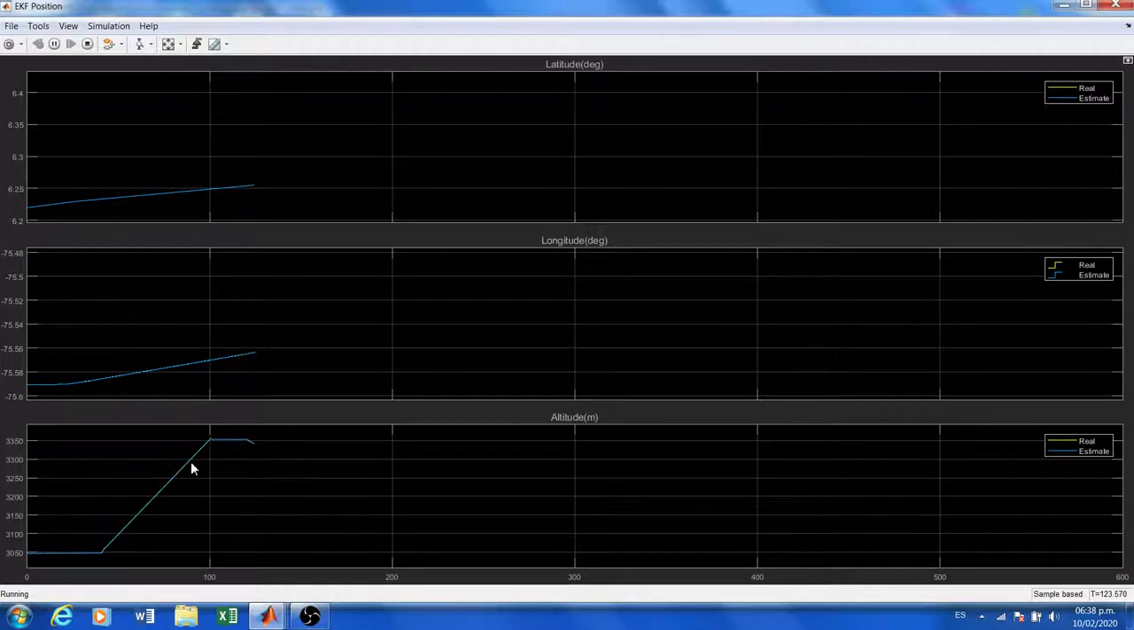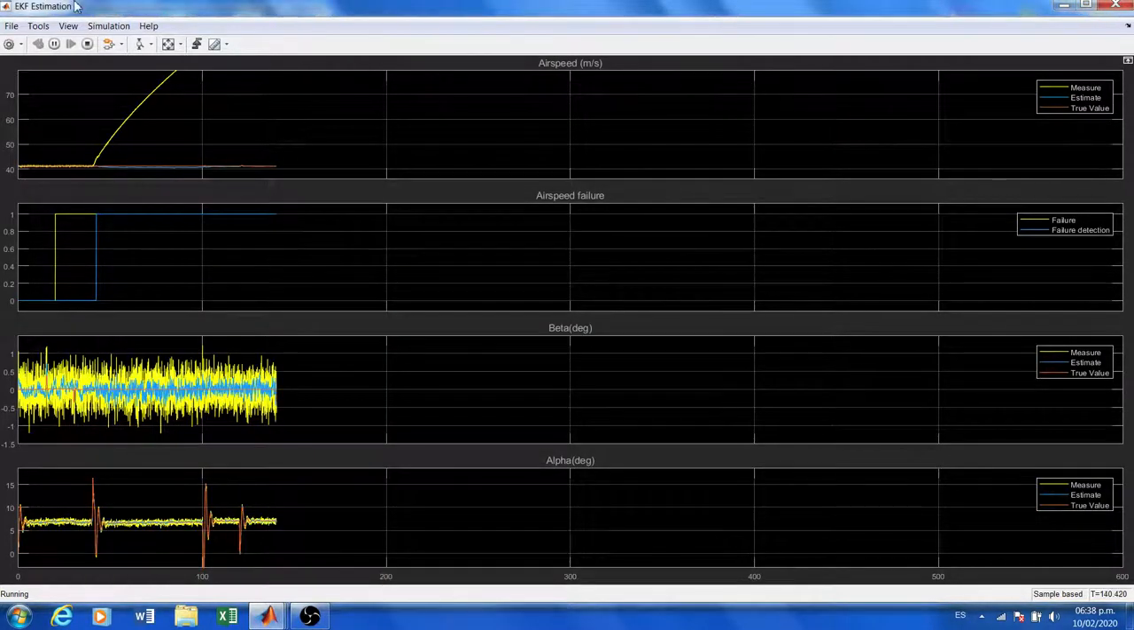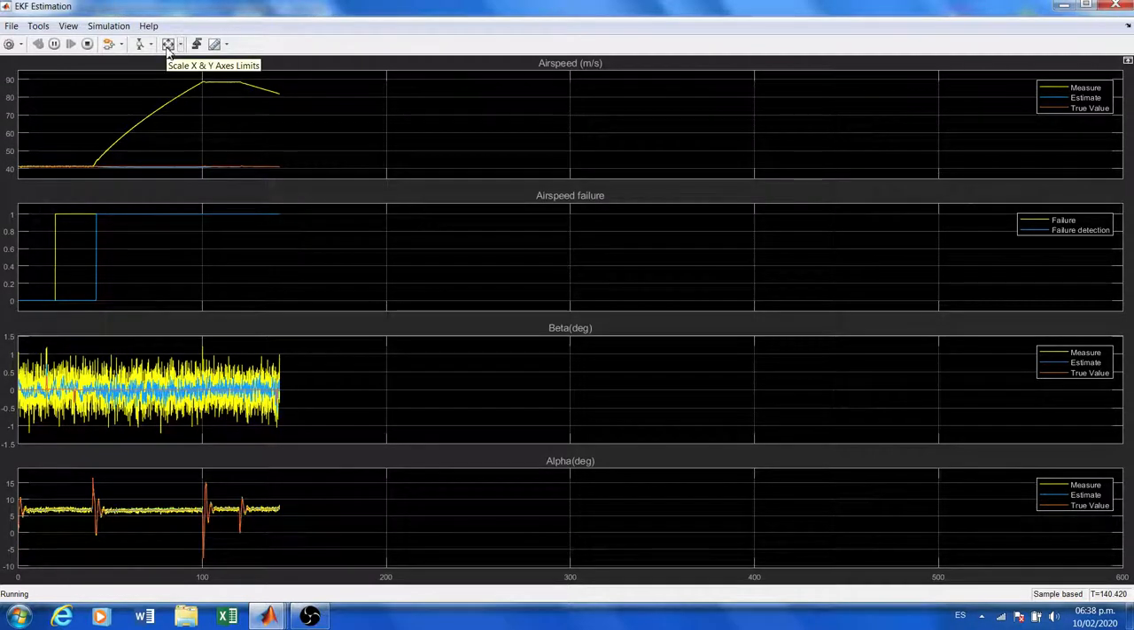Here, the blue line is the estimation, and the yellow line is the true value. You see that it matches perfectly. Latitude, longitude, and altitude. Here we start the descent. Let's see the estimation. Let's zoom the graph. As we can see, the airspeed is following the true value, and this is what the sensor is measuring.